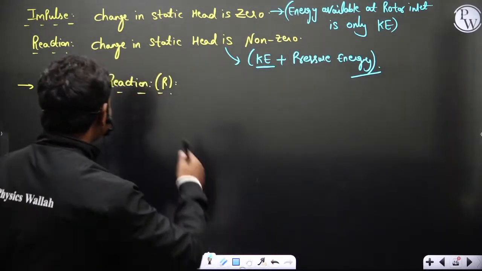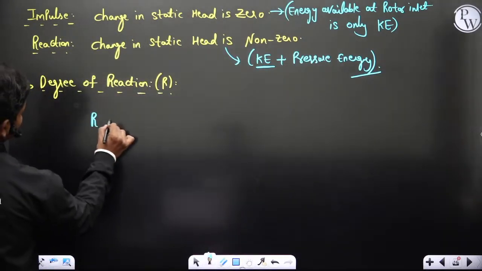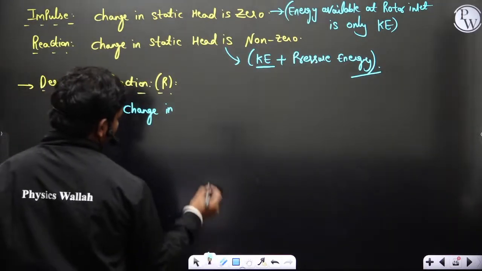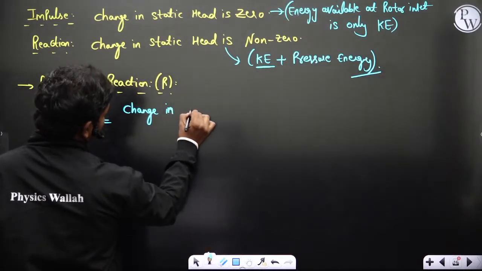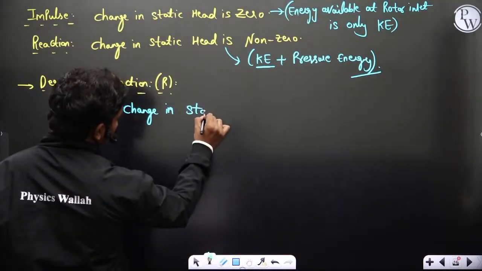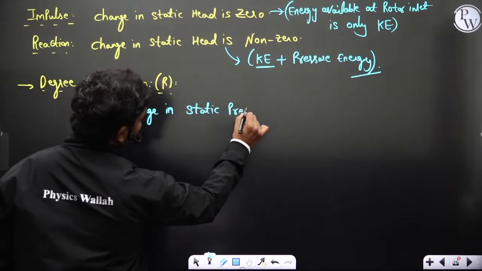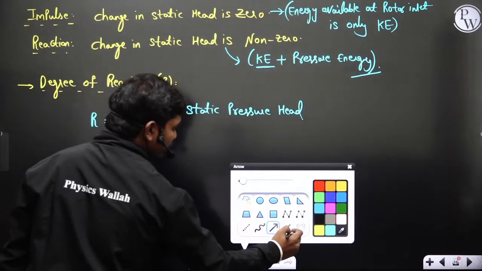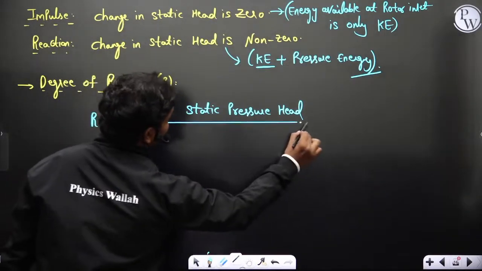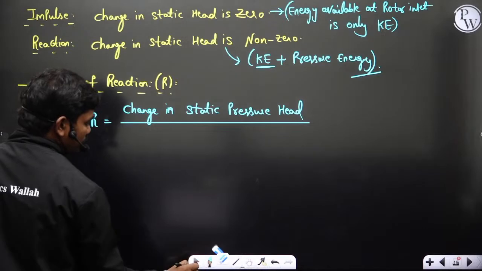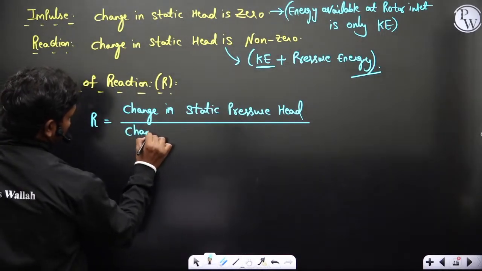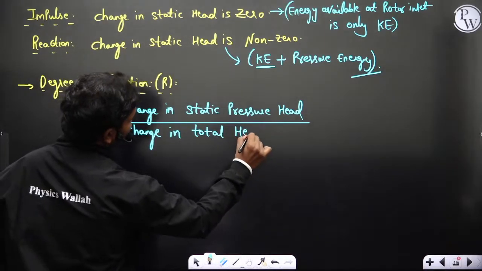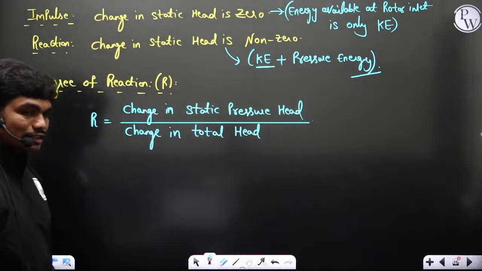Okay, so anyway, this degree of reaction R is defined as the change in pressure energy, or basically the change in static pressure head across the turbine wheel, divided by the change in total head.